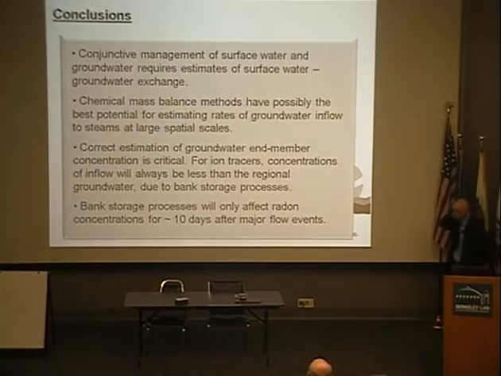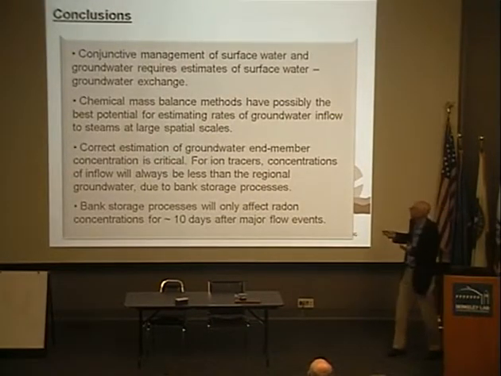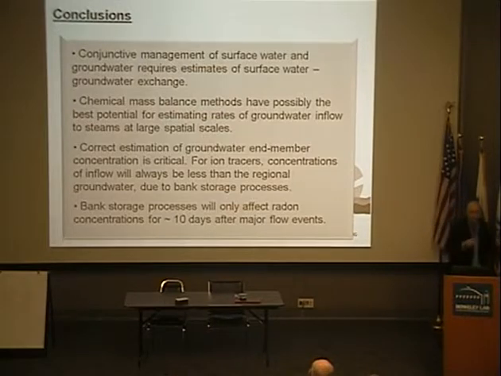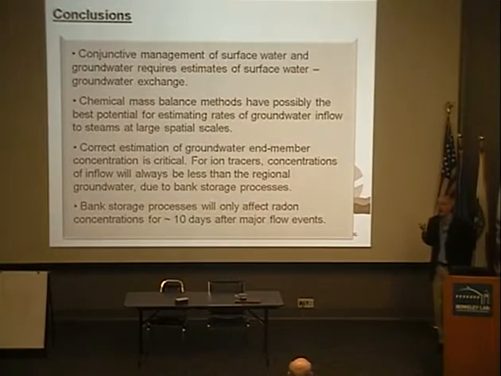So just to conclude, conjunctive surface water management requires that we estimate surface water groundwater exchange, and the scales that managers need are in the order of hundreds of kilometres. We need this information for it's still something that we can't really do very well for them.